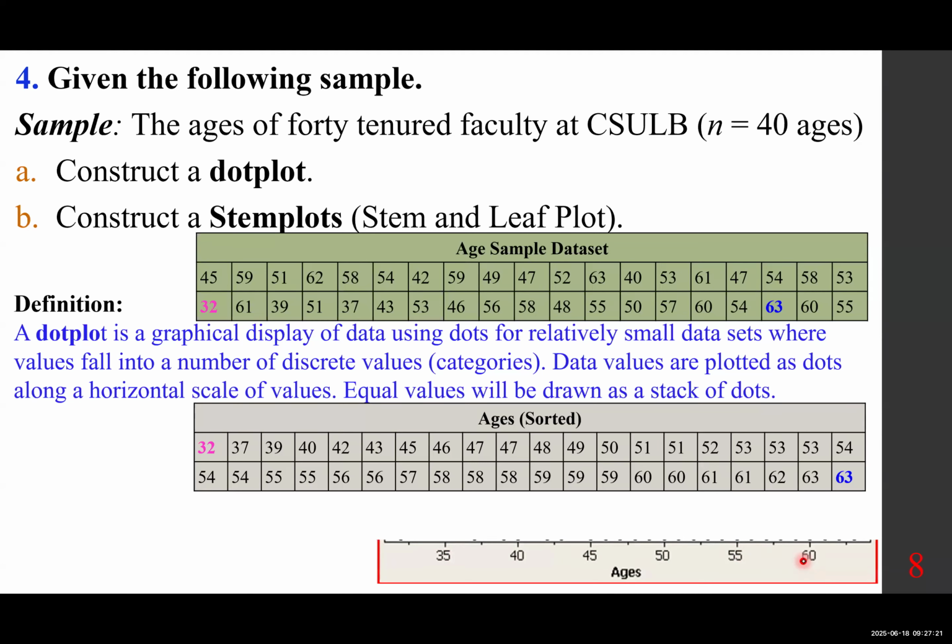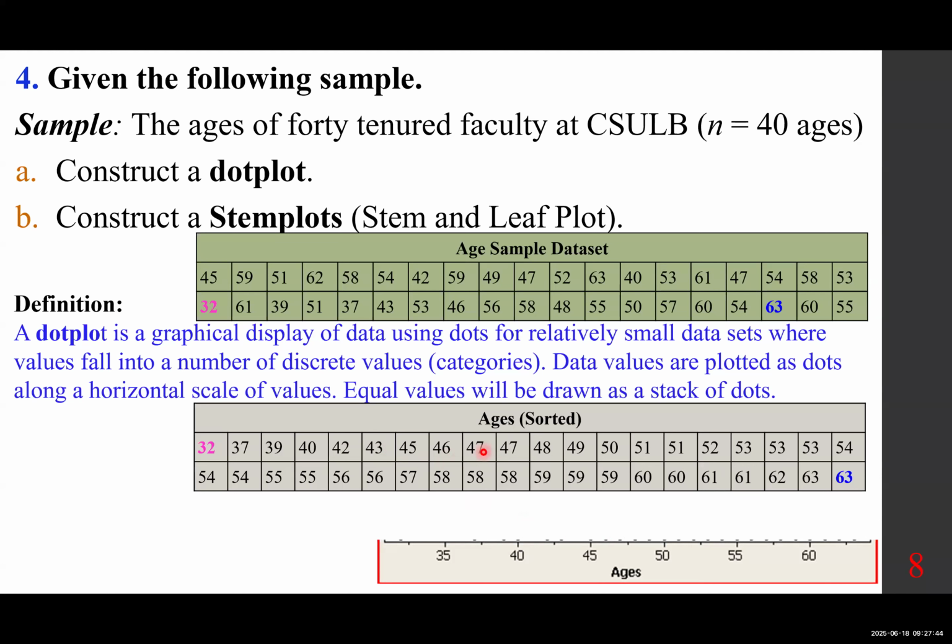So you locate 32 somewhere here, you put 1. Number 37, here you put 1. 39, you put 1. 40, you put 1 dot. And 42, 43, 45, 46, you put 1 dot, you locate.